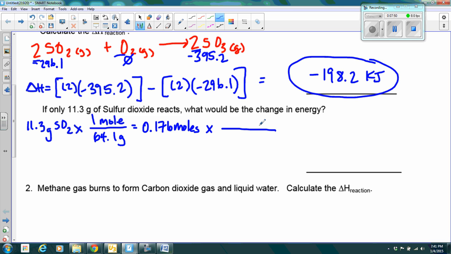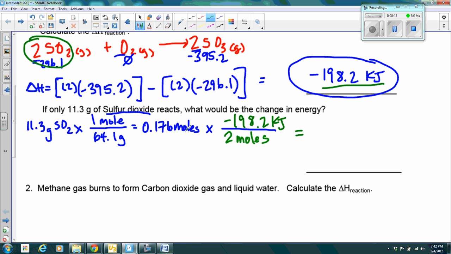And then I'm going to convert this. So here's where I'm going to use my balanced equation. So I'm talking about sulfur dioxide. So I go and find sulfur dioxide in my equation up here. And it looks like I have 2 moles of it, and I am releasing this amount of energy. So go ahead and put this. I need to cancel out moles, so I'm going to put the moles on the bottom. So I have 2 moles here. And when I have 2 moles of it, I'm releasing 198.2 kilojoules of energy.